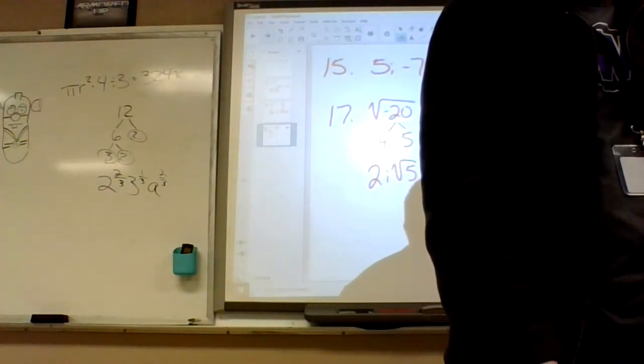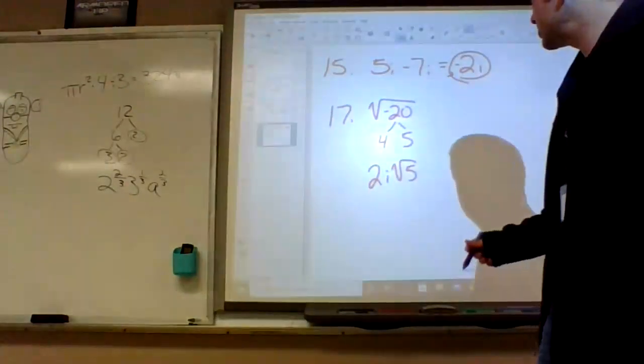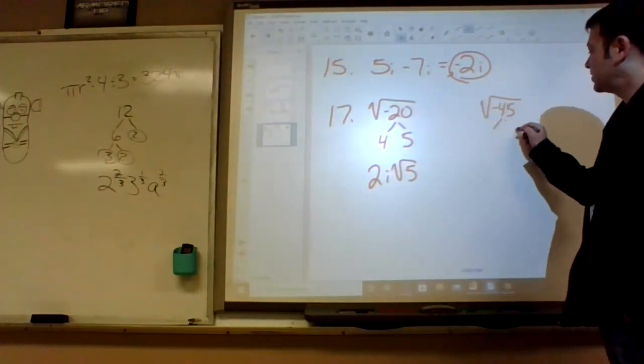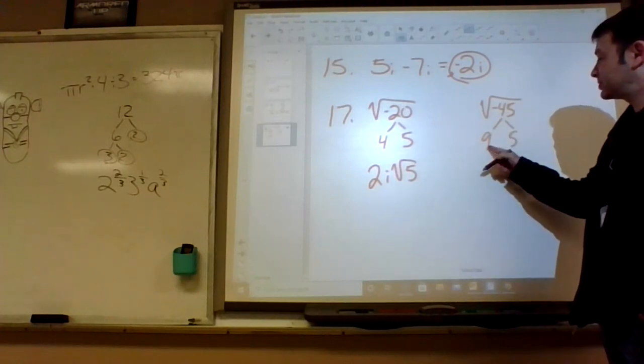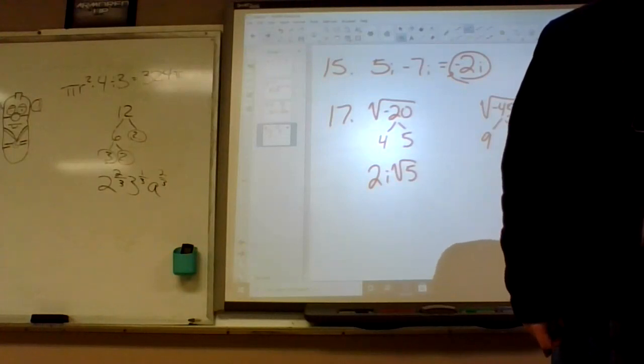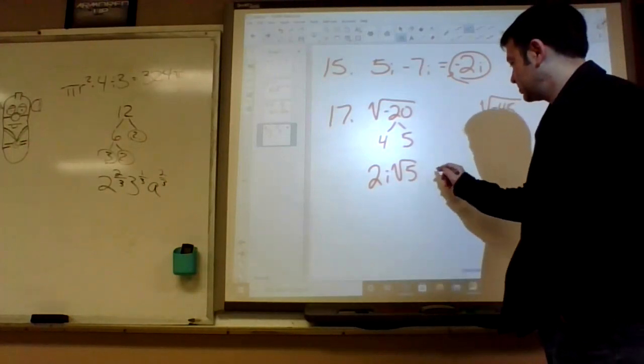I lost my place. 45. How about square root of negative 45? 3i square root of 5. Yeah, it's 9 and 5, so it's 3i square root of 5. Was that a plus or minus? Plus.